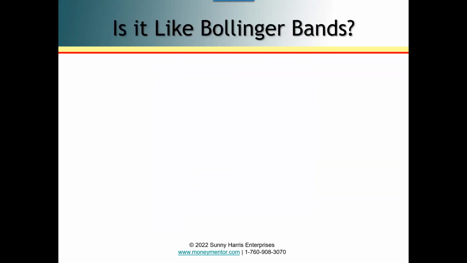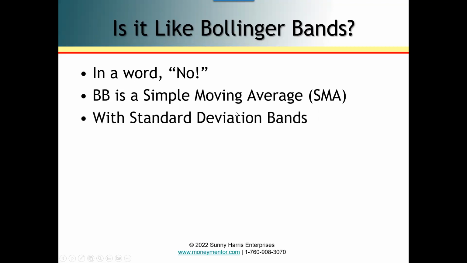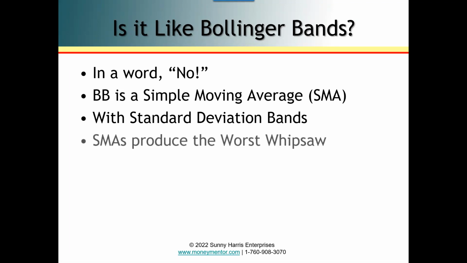I get asked a lot, is it like Bollinger Bands? And the word is no. Bollinger Bands have a simple moving average, which is the one that whipsaws the most, with standard deviation bands. I don't use standard deviations. I use average true range. And standard deviation tells you where the market should go, while average true range tells you where the market is going. And I think is going is a better measure than should go.